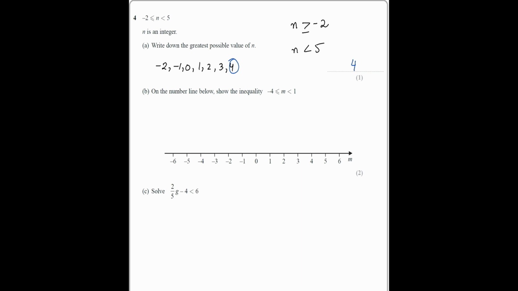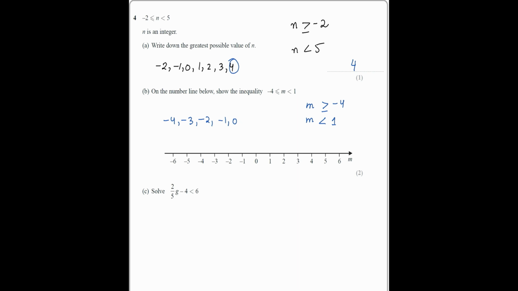In part B, on the number line below, show the inequality minus 4 less than or equal to m less than 1. We can also write this inequality in this way, that m is greater than or equal to negative 4 and m is less than 1, which means that m is all those integers who are greater than negative 4 and also equal to negative 4. So we can write minus 4, minus 3, minus 2, minus 1, 0, but it has to be less than 1. So you cannot write 1 there. So we have to stop there.